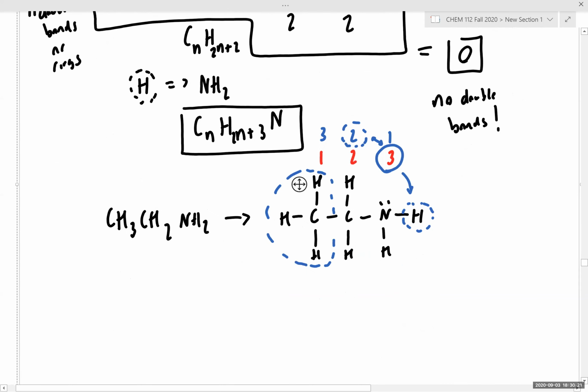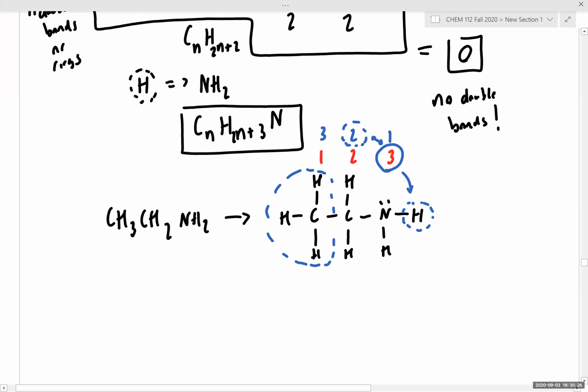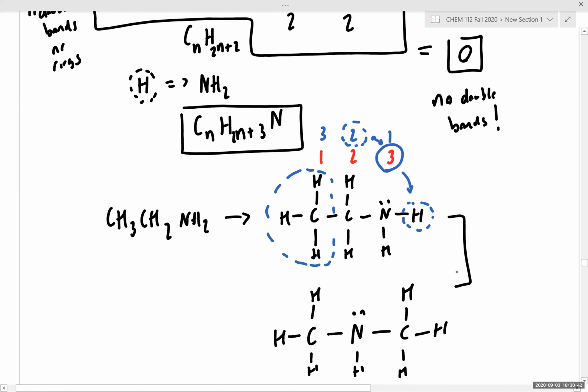So now what we're going to do is draw out our constitutional isomer. So we have a CH3 group now because we replaced this methyl group with a hydrogen. We have our amine, and then we have our second CH3. So these are our 2 constitutional isomers.